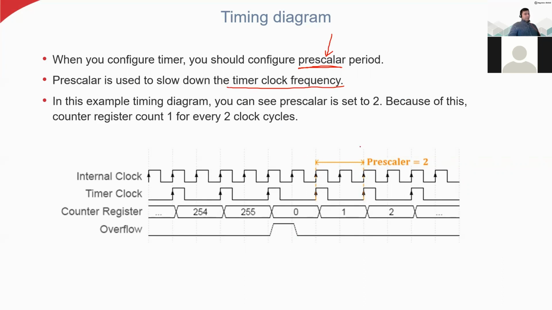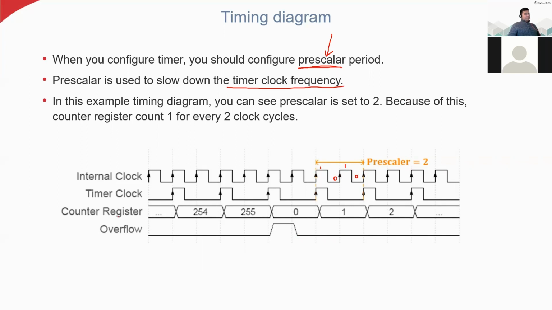So let us see this example. In this example timing diagram, you can see the prescaler value is set to 2. Because of this, what is happening here? 2 means I am setting 2 internal clocks as 1. For example, this is logic 1 and this is logic 0. This is one complete clock cycle, and this is another complete clock cycle repeating. So if I set the prescaler value equal to 2, it will consider these 2 as a 1.